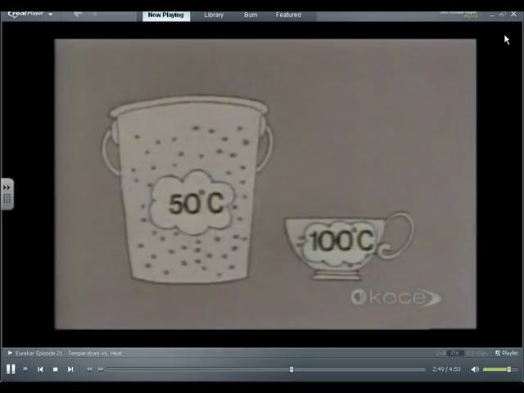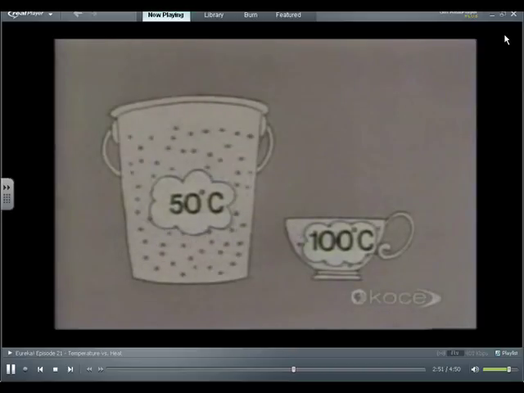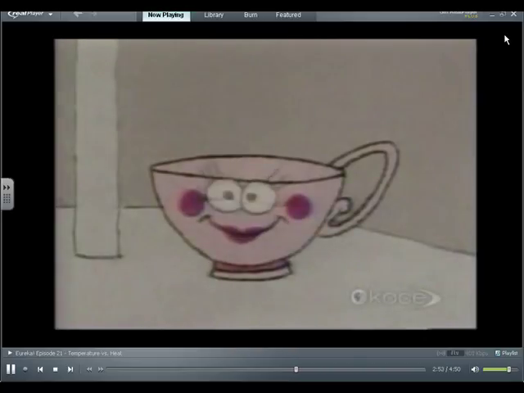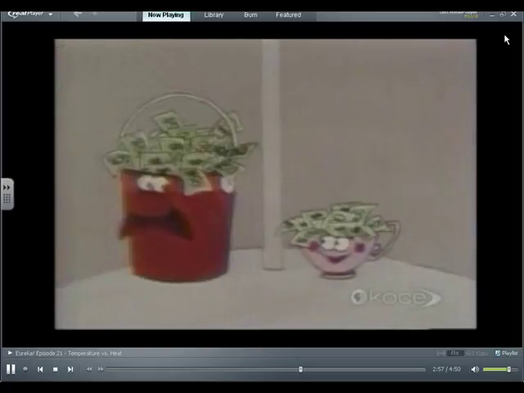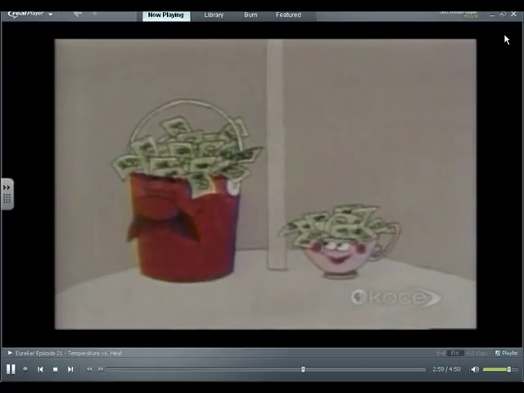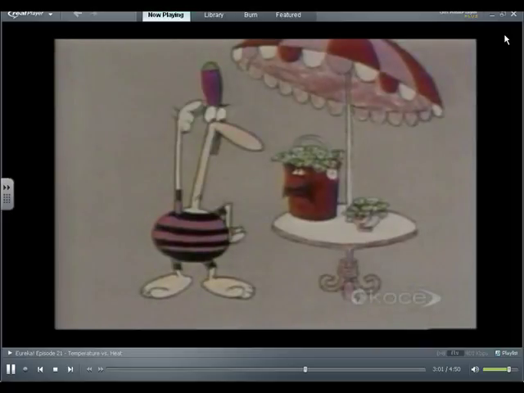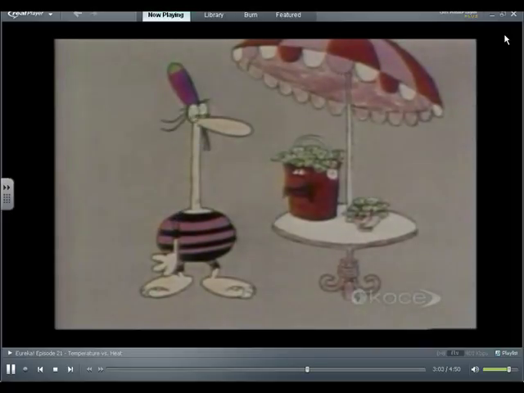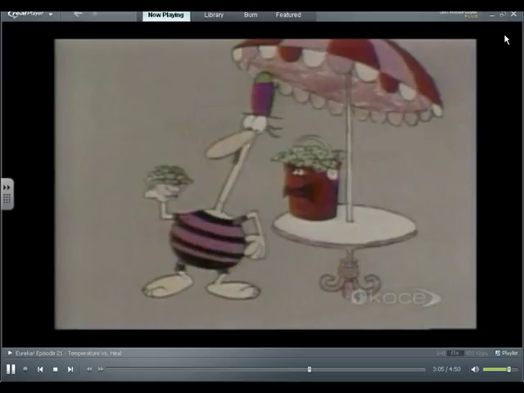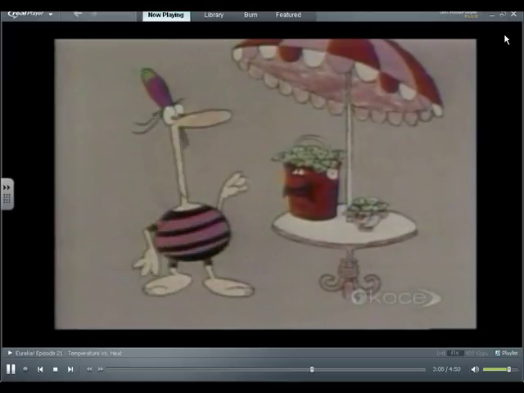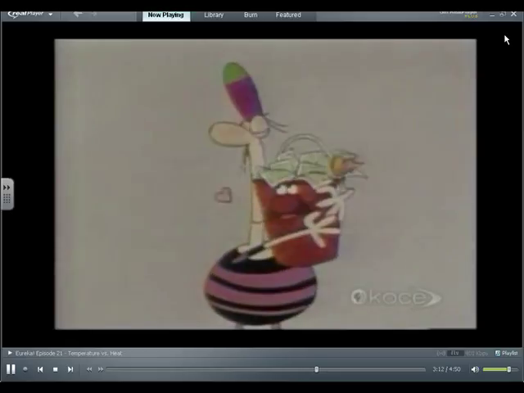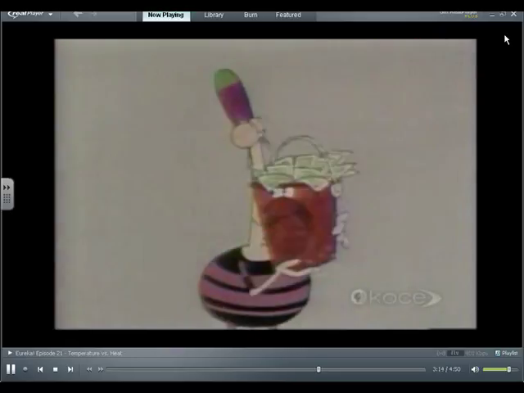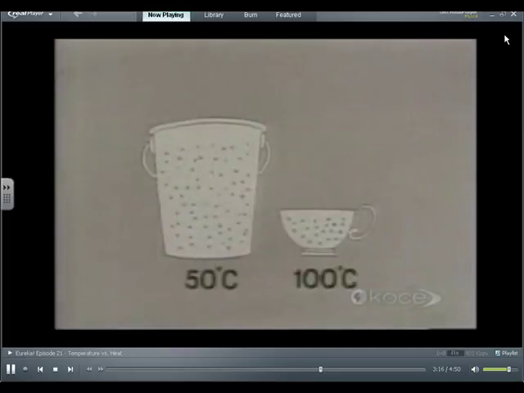Now let's substitute something else for the molecules. Imagine that instead of molecules, the cup were filled with $100 bills, and the bucket with $50 bills. Which would you rather have? Each individual bill in the cup is worth much more than each individual bill in the bucket. But the total amount of money in the bucket is much greater than the total amount of money in the cup. It's the same with hotness.